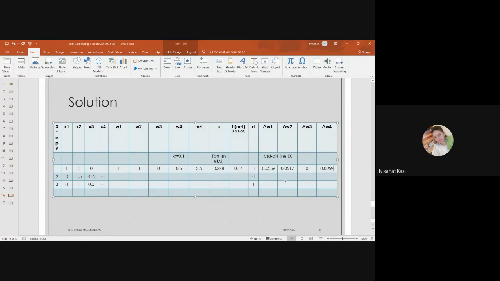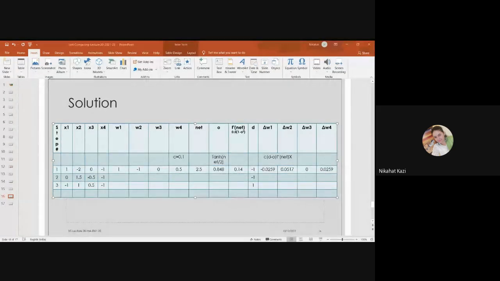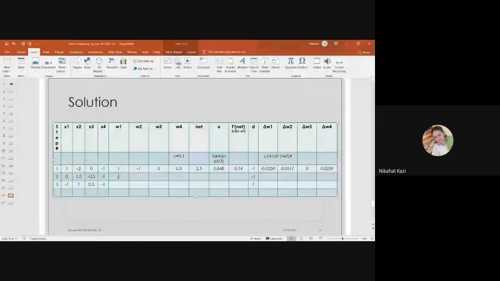Okay. Now what is the next step? Compute the new weights. You got the change in weights, so W plus delta W you need to compute. You will get these new weights. So sum up this row with this row, right? With this row. So it is 1 minus, sorry, 1 minus that. So it is 0.974.